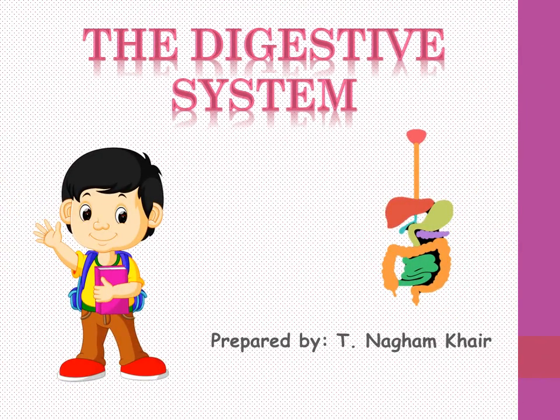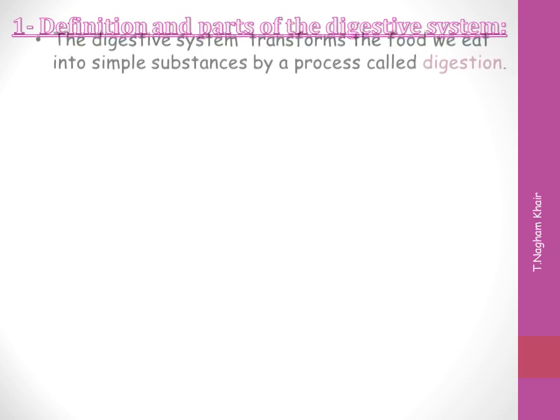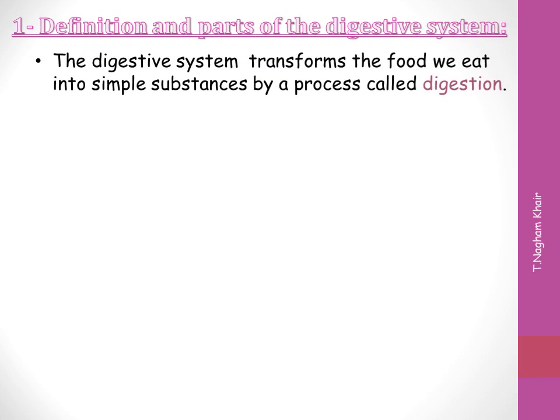Hello grade 5. After finishing our lesson about food and its nutrients, it's time to recognize the system related to this lesson, which is the digestive system. First, we have to know the definition and parts of the digestive system. The digestive system transforms the food we eat into simple substances by a process called digestion.